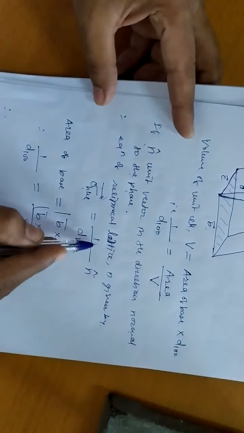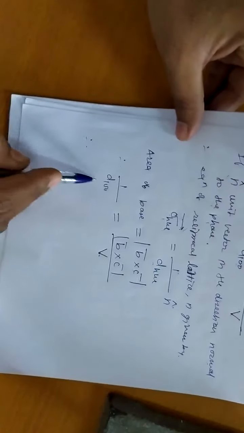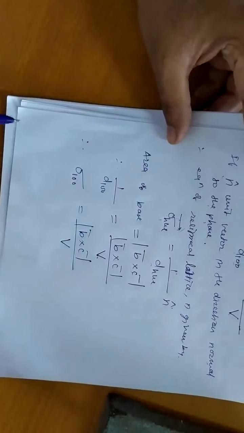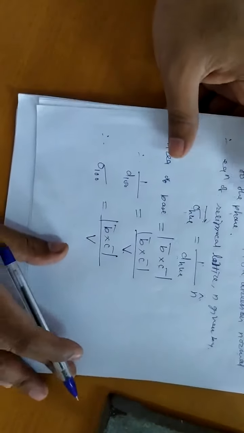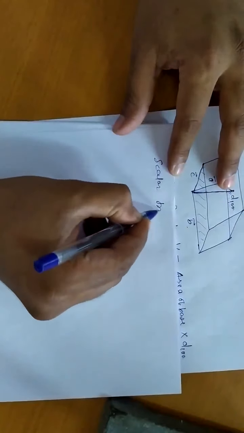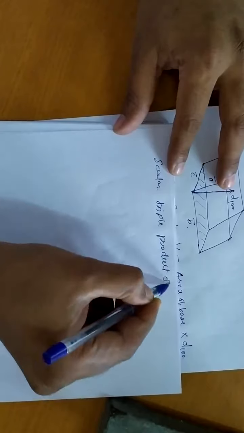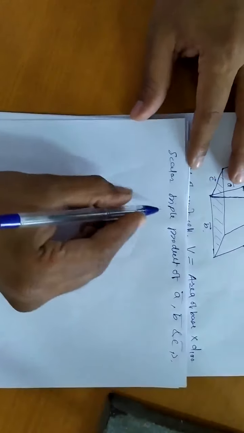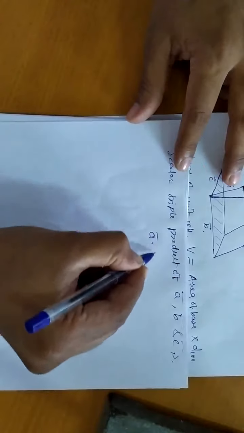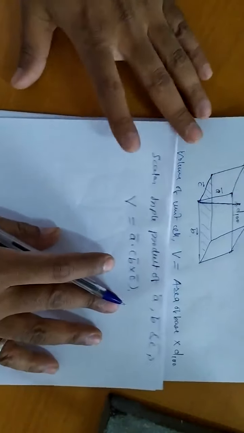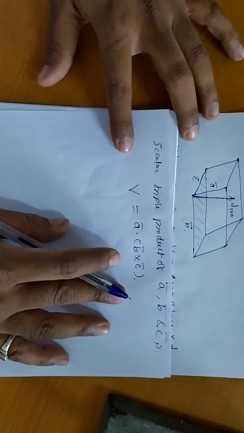Therefore, as we know from the equation 1 upon d_HKL equal to sigma_HKL, this equation can be written as sigma_100 equal to B cross C upon V. Now, according to the definition of the scalar triple product, the scalar triple product of a, b and c is a dot b cross c, and this must be equal to the volume of the unit cell. Therefore V equal to a dot b cross c.